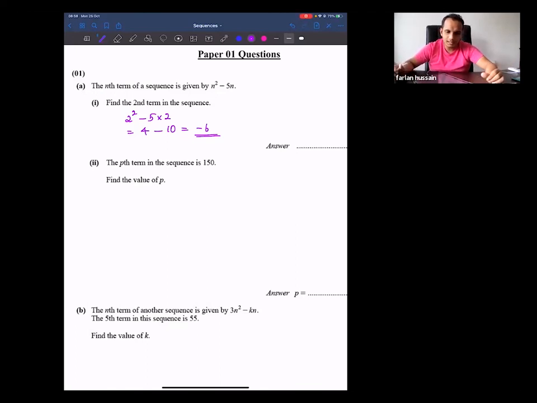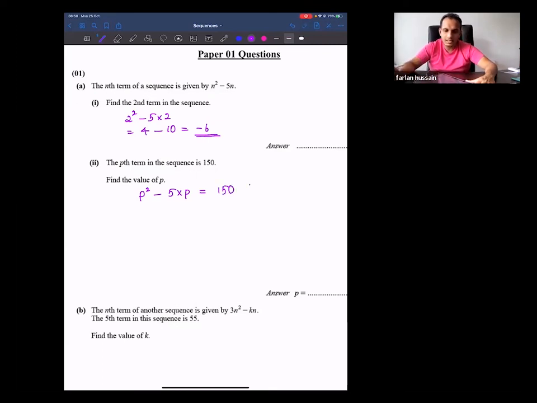And in the next part, it says the pth term of this sequence is 150. Now they haven't told what is p. They have told, okay, there is a term in this sequence which is 150. You have to find the value of p. So guys, pth term. So nth term is n square minus 5n. Second term is 2 square minus 5 into 2. So the pth term will be p square minus 5 into p, and that is equal to 150.